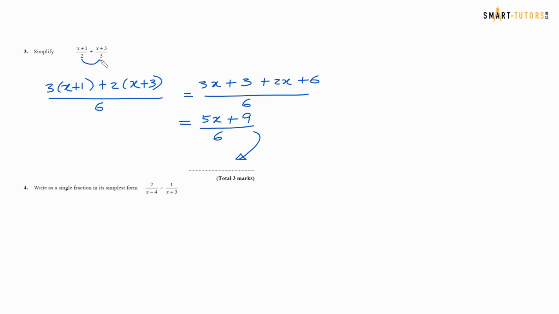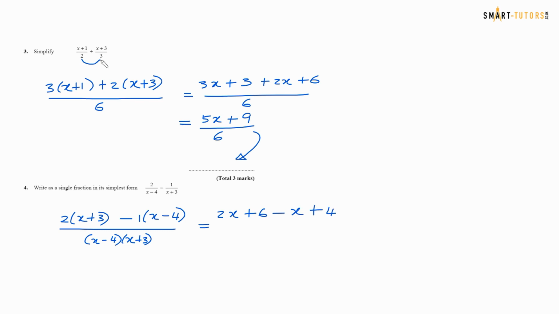Question number 4. Write as a single fraction in its simplest form. Same method as we did in the first two questions. x minus 4, x plus 3 as the denominator, multiply both brackets. 2 is going to be multiplied by x plus 3. In between there is a minus 1 times x minus 4. Expand the brackets. 2x plus 6 minus x plus 4. Minus times minus is plus 4 over, you can leave it as it is, x minus 4, x plus 3.